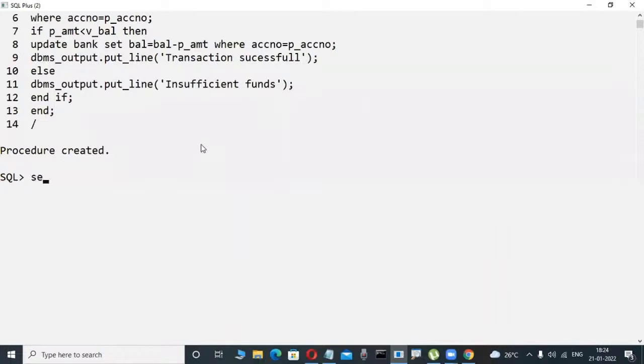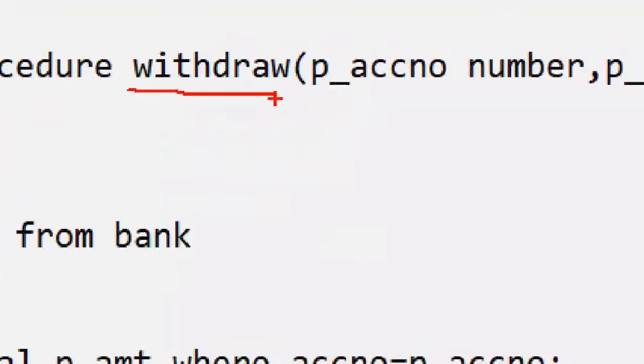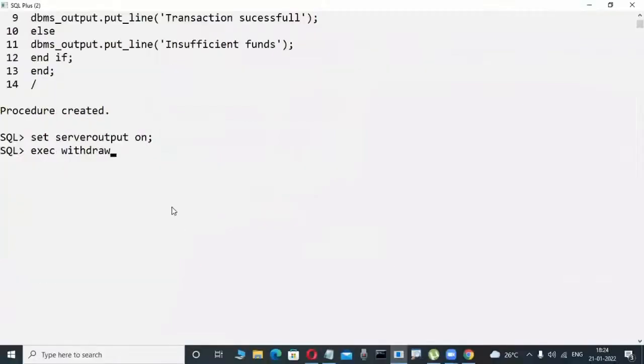Now check it out. Observe it here. Here I'm executing: exec procedure name withdraw. Okay, fine, I'm calling this procedure withdraw. You may not have an idea about all this, just observe it here. Withdraw is the name of my program that I'm giving. Here my account number 1001, I'm passing, comma, I try to withdraw 9,000 rupees, for example.